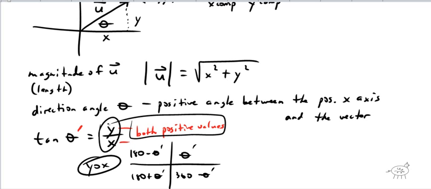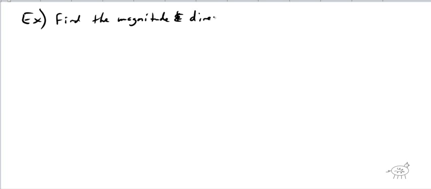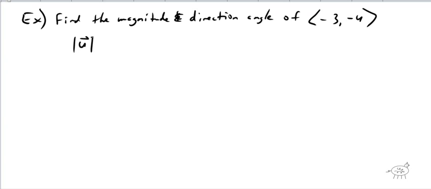So let's do an example. How exciting! All right. So I'm going to clear this out here now. The example is going to say find the magnitude and direction angle of -3, -4. So again, I know it's a vector because I see the vector brackets. Okay, so to find, we'll call this vector u. U is just an easy way to refer to it.